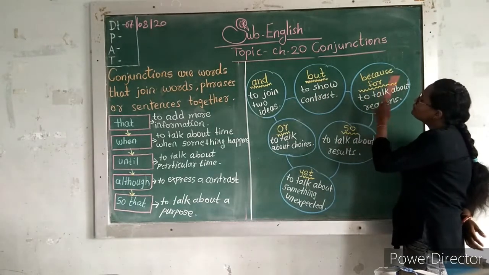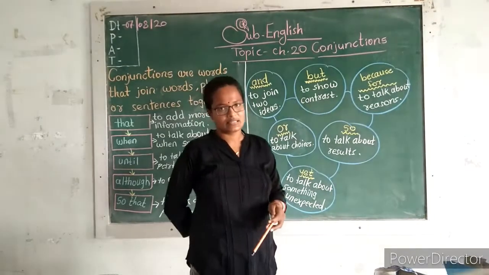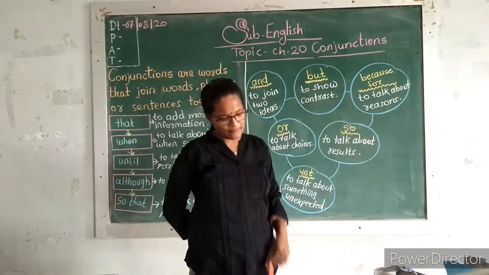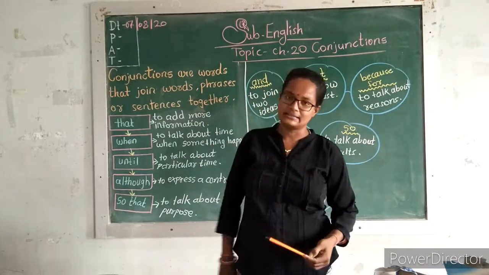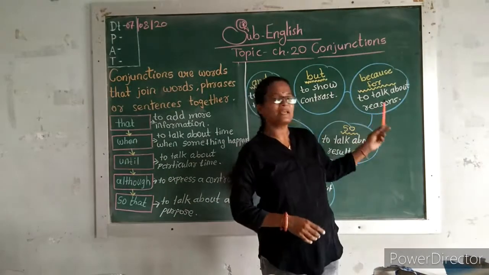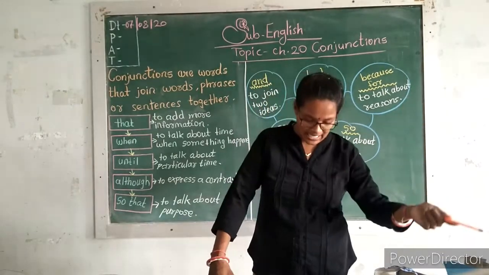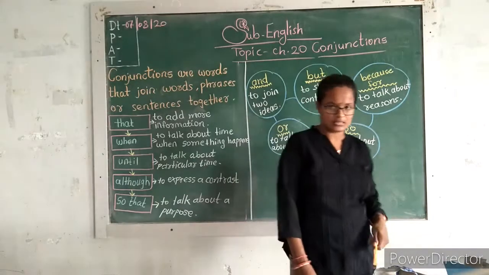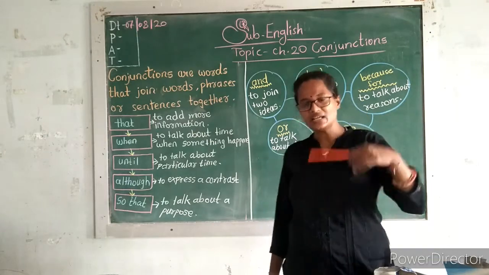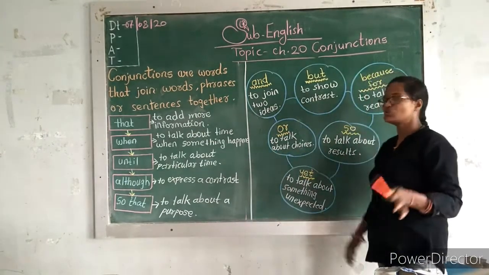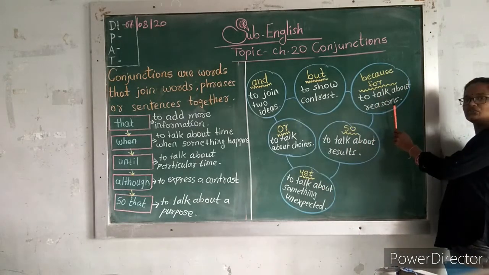Next, because or for. We use because or for to talk about reasons. Example, she has called me because she wants my advice. Because is used to explain the reason for calling. Then the second one, for. The children went inside for it started to rain. Why did the children go inside? The children went inside for it started to rain. We use because and for to talk about reasons.